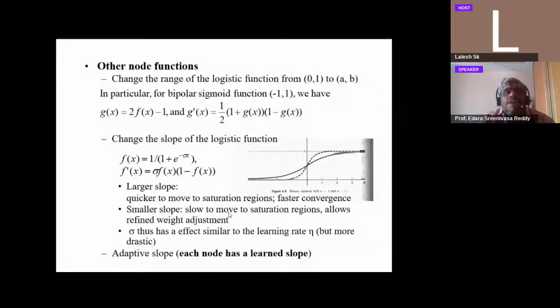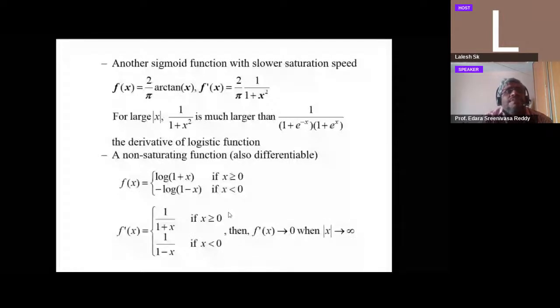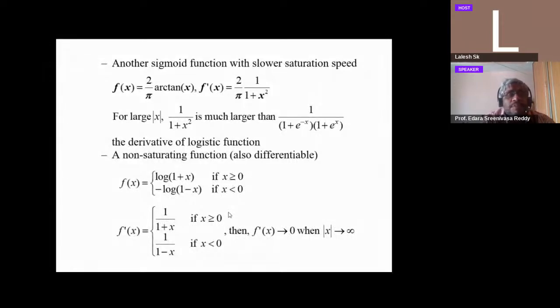So another sigmoid function with slower saturation speed: f of x is equal to 2 by pi arc tan of x. This has slow saturation. And similarly, some of the functions are non-saturating functions: log of 1 plus x and minus log of 1 minus x. You can select any function which does not go into saturation or slowly goes to saturation.